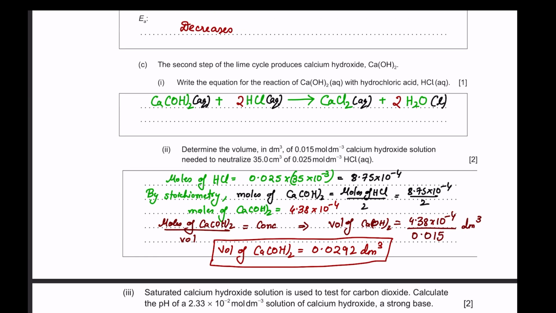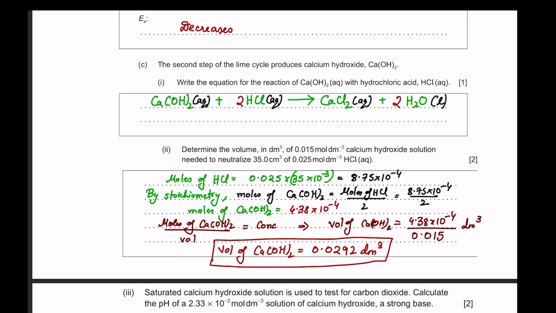Next, we have to determine the volume of 0.015 mole per dm cubed calcium hydroxide solution that is needed to neutralize 35 cm cubed of 0.025 moles per dm cubed HCl. Firstly, let's calculate the moles of HCl. Moles of HCl is the molarity, or the concentration, times volume. Volume is in cm cubed, but we need to convert it to dm cubed, so I multiplied it by 10 to the power minus 3. So this becomes the moles of HCl.